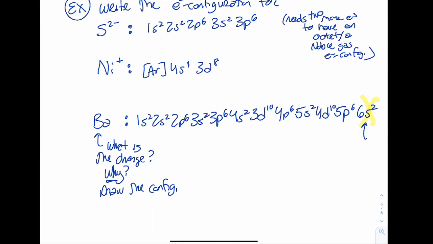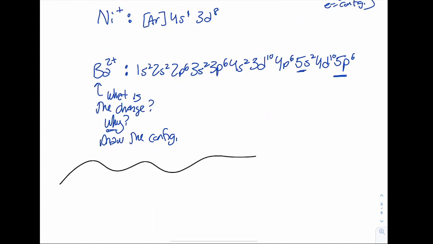I would actually have an octet at that point, because once I get rid of those, let's actually do it, right? Once I get rid of those, my valence shell is now shell 5, and I have 2 electrons here and 6 electrons here, so I do have an octet. So what's my charge? +2. Why? Because that's the number of electrons that it needs to lose to have an octet, to have the same electron configuration as a noble gas, making it more stable. And then draw the configuration. We just did it right there.